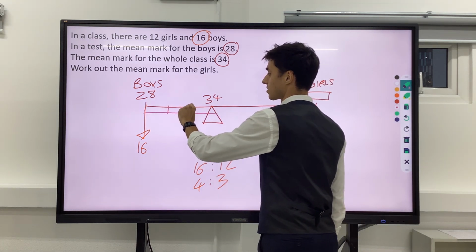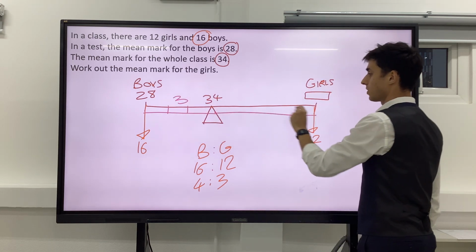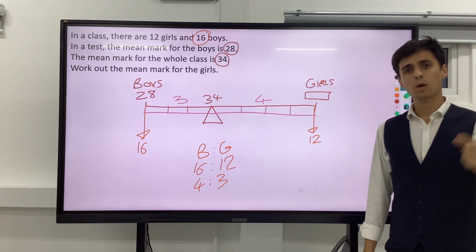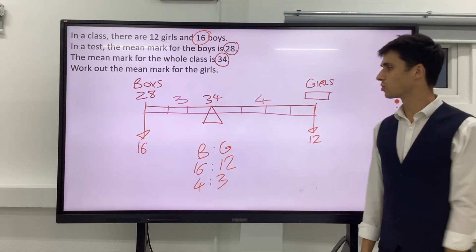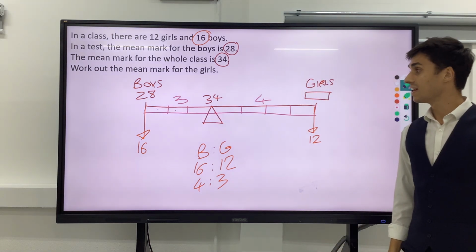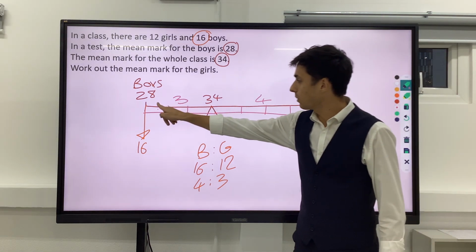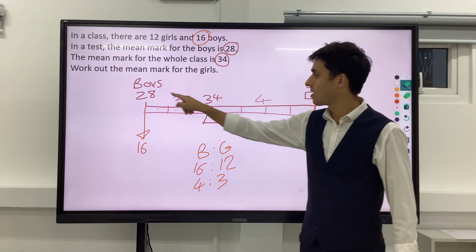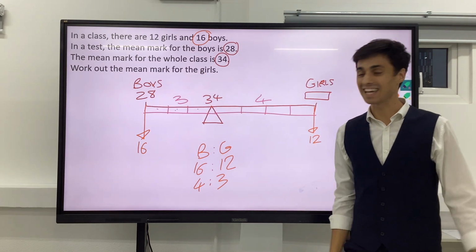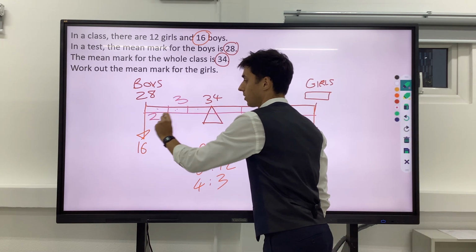On this side it's 3. Make a note, that's 3 parts. On this side it's 4. We still want to do the same thing as we would do before, and that's find one part of our ratio. If anything, it's easier than we have done before. Here we've just got 3 parts, and the distance between the boys and the mean is 6. So if 3 parts is 6, 1 part has to be 2.